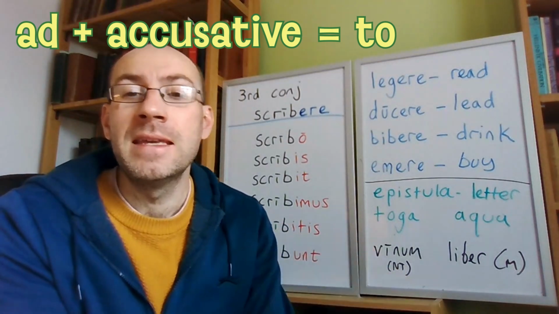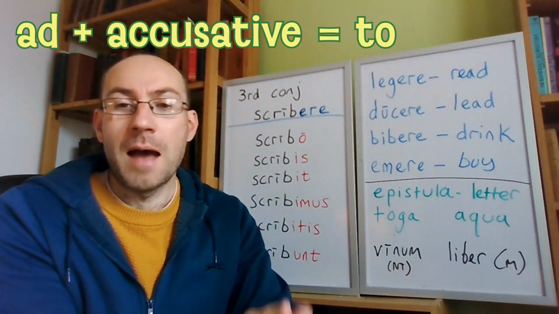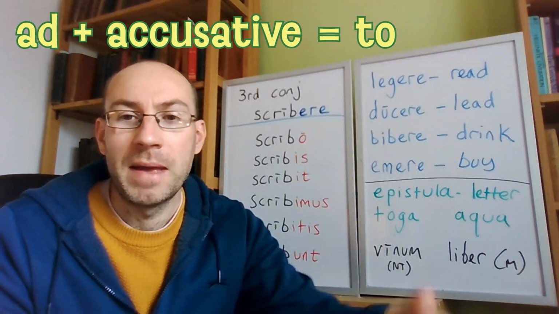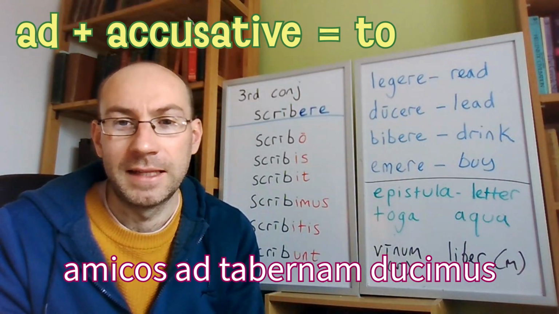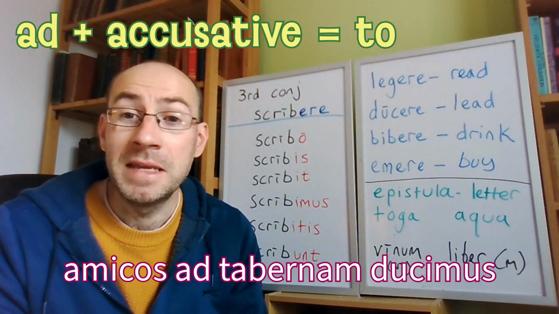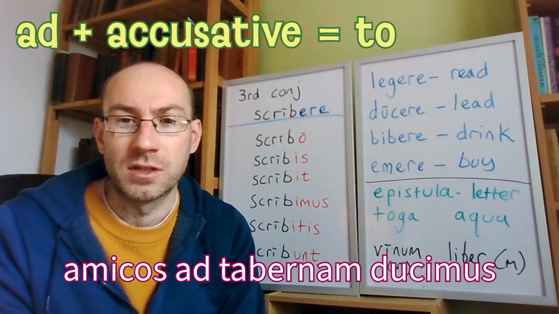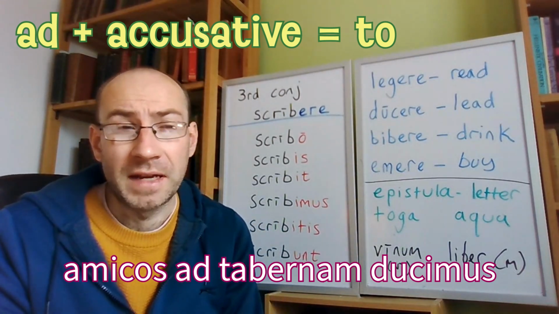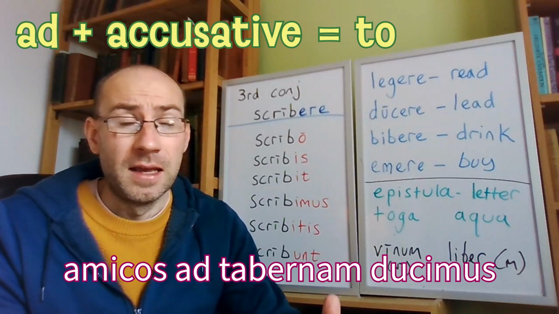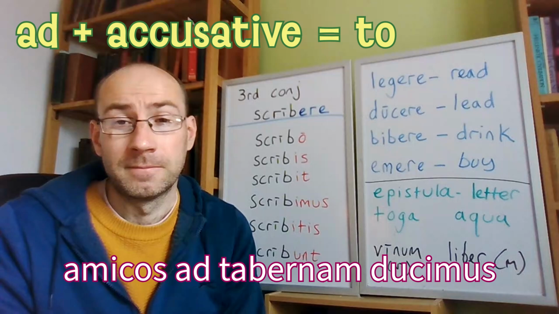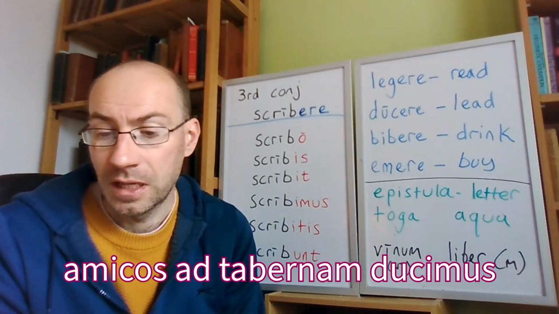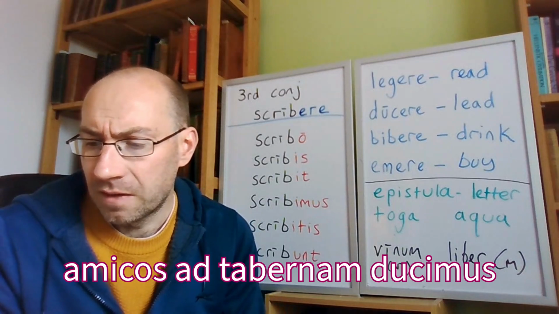Ducimus amicos. Amicos ducimus ad tabernam, accusative after ad. Amicos ad tabernam ducimus. That feels the more natural way of expressing it. That's certainly my sense. Amicos ad tabernam ducimus. We lead or we are leading. Ducimus. Right, let's do something a little bit different.